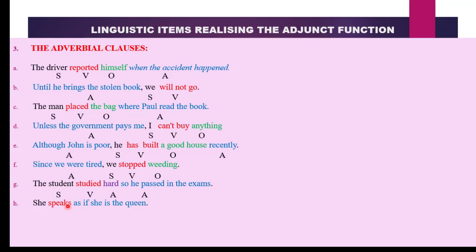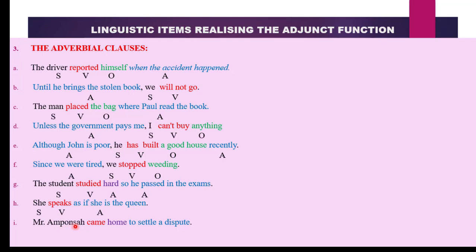The next one, "she speaks as if she is the queen." What information is this giving us? It is telling us the manner in which she speaks. Therefore, we have our subject, our verb, and a whole clause giving us information about the manner in which the action takes place. So it becomes an adverbial clause of manner. Intrinsically, it is not an adverb, but it is behaving as an adverb. That's why we call it an adverbial clause. So these clauses behave like adverbs and they function as adjuncts whenever they appear in a sentence.